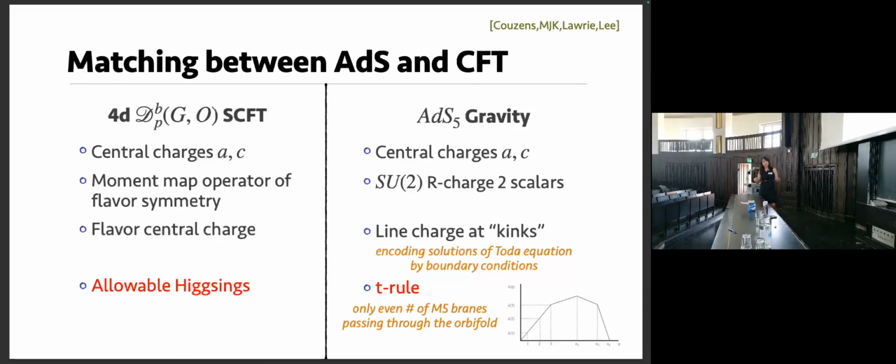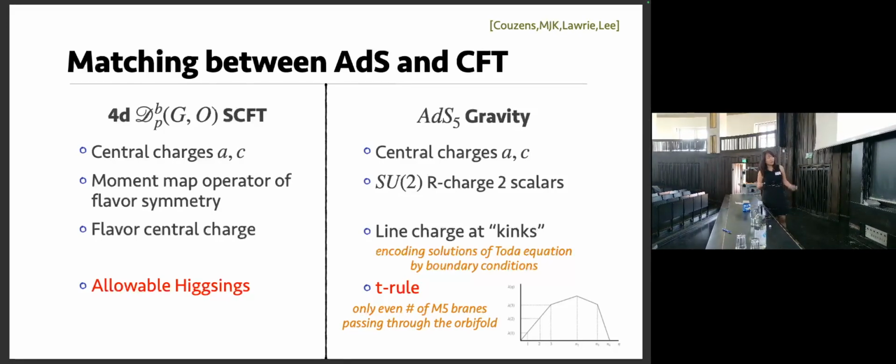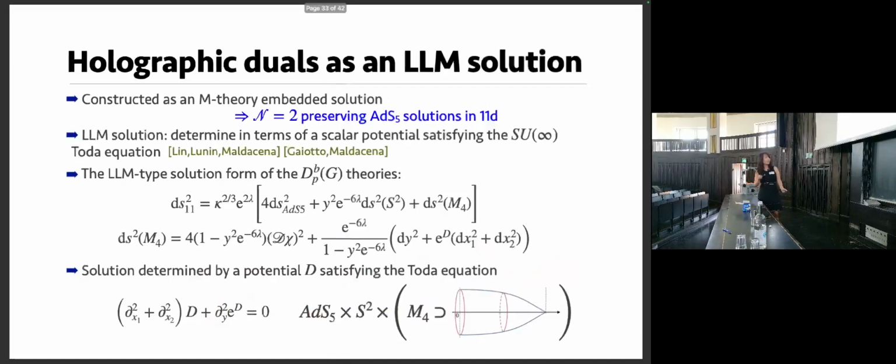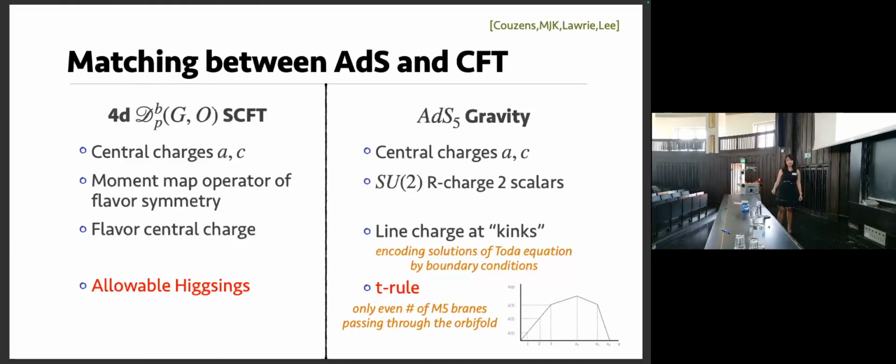This is for a linear quiver, but to give you the idea, it's like a piecewise linear condition, so that it's really encoding solutions of this total equation, this particular thing, by boundary conditions, so that in turn, by having solved this, we're solving the entire gravity system.